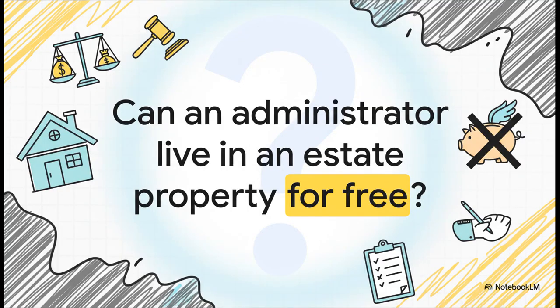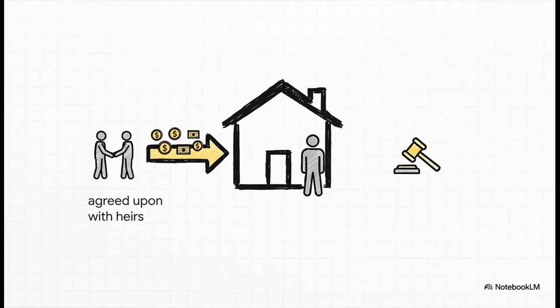Let's think about another practical scenario here. Say the estate includes a house. Can the administrator just move in and live there, rent-free, while they're settling everything? Once again, that's a firm no. Section 4 is very clear. You cannot use estate property for your own personal benefit without paying for it. The administrator has to pay the estate the fair market value for that use. They can either work out an agreement with the heirs, or the court will step in and set the amount. It just reinforces the idea that the estate's assets are for the beneficiaries, not the administrator.